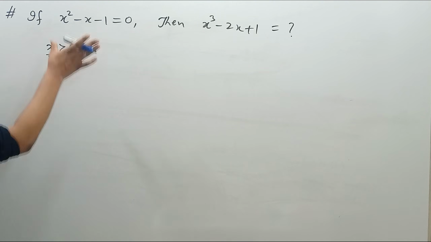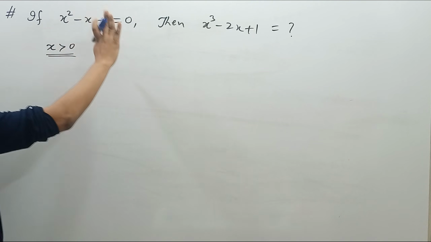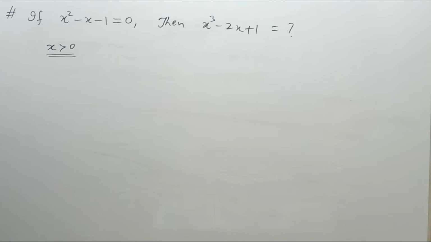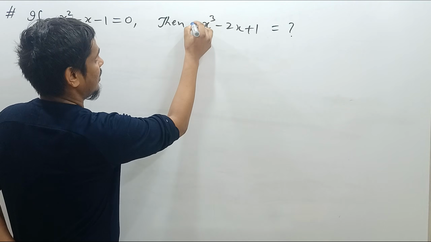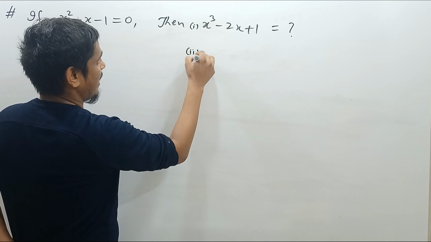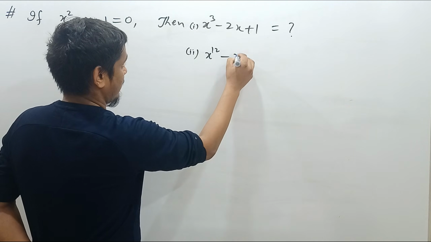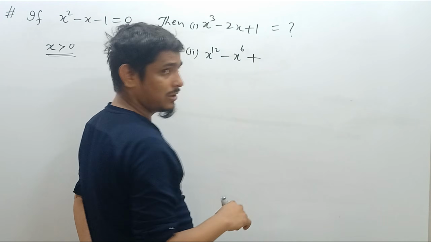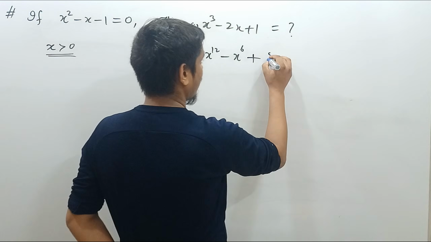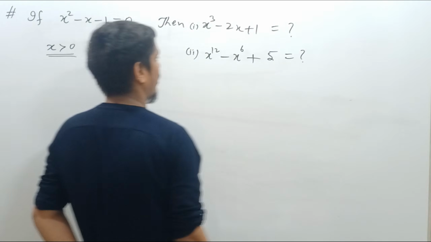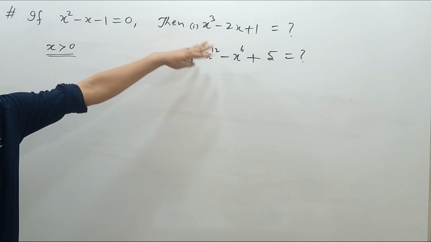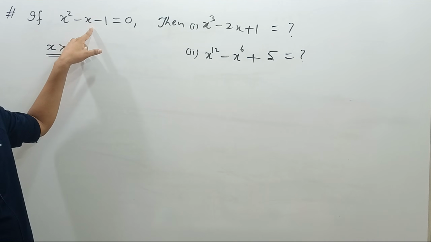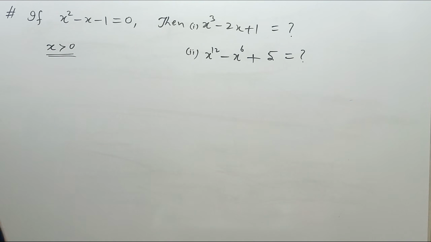We are given that x square minus x minus 1 equals 0, and we need to find this value. In fact, we might be given, as a second part, x to the power 12 minus x to the power 6 plus some number, let's say plus 5, is equal to what. So these two questions are given, and we need to find their values when the given condition is x square minus x minus 1 is equal to 0. Let me start with this given condition.